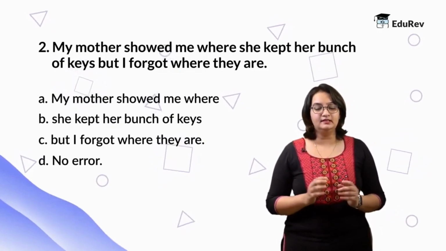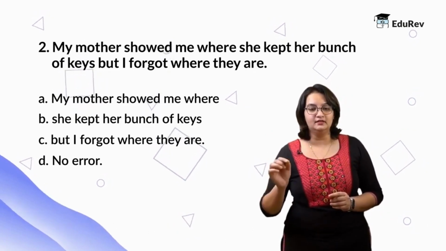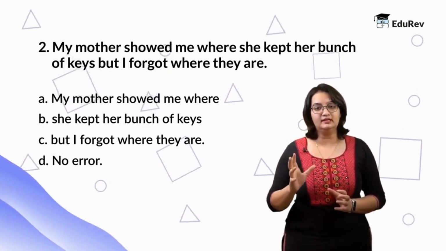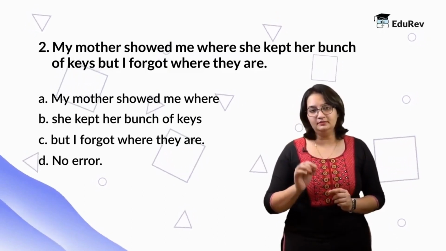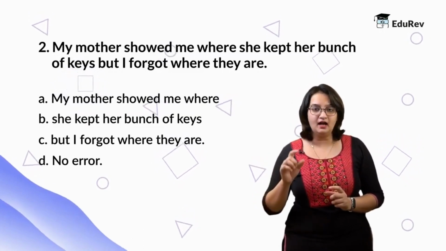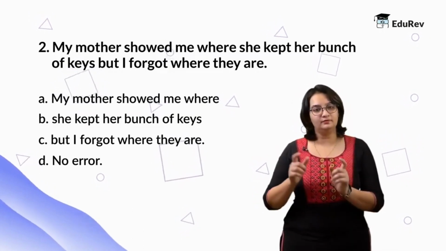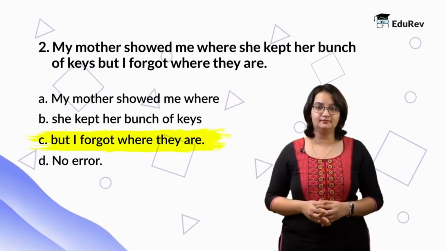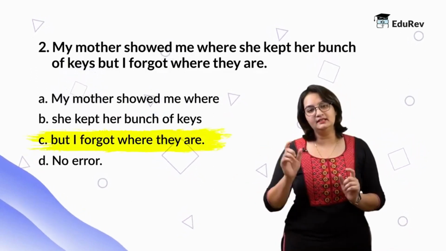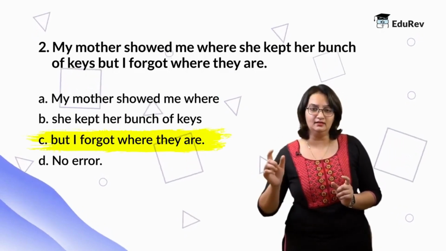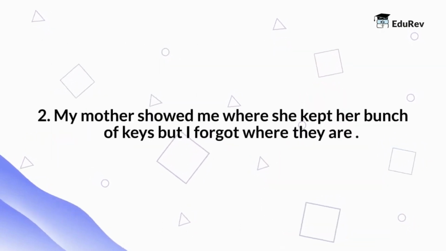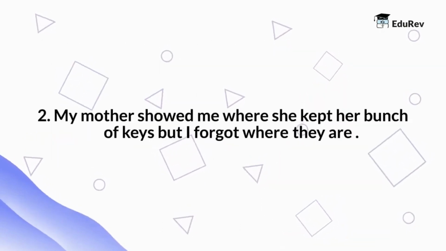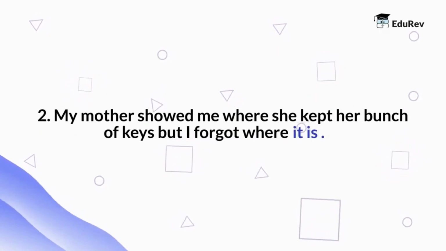In this statement, the subject is mother's bunch of keys, which is singular because all the keys are forming a bunch, and it is a bunch and therefore it is singular. However, the verb associated with it is "are". Here, the wrong part of the statement is part C. So, because this is singular and this "are" is plural, we have to change this "are" to "is". Therefore, the final answer would be, "My mother showed me where she kept her bunch of keys, but I forgot where it is." Let's take a look at the next example.